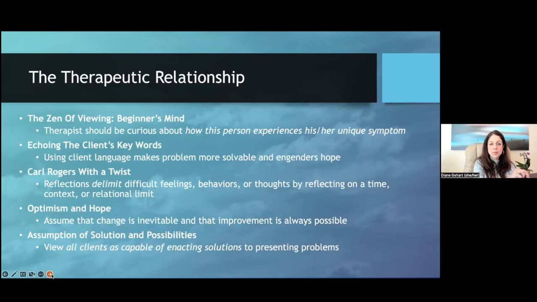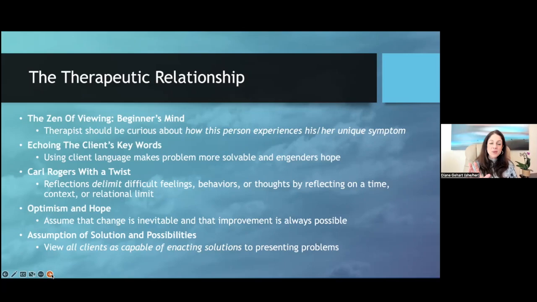Bill O'Hanlon talks a lot about this Zen of viewing, or the beginner's mind. So it's drawing on Buddhist psychology, where the therapist is just curious, and you come at it with a blank slate. You're not dragging your DSM along with you and all of that knowing. So again, it's another way of using the not knowing that you hear about in collaborative therapy and in postmodern therapies. They come at it with a very open mind, very curious, wanting to learn not only what the problem is, but what happens when there are exceptions? What is it that the client would see if this problem were totally gone? What would their life look like? There's this real curiosity, open-mindedness, not dragging a lot of assumptions into it.